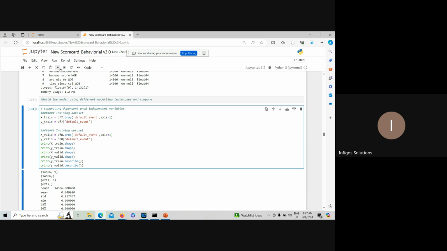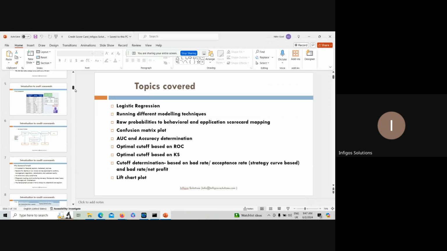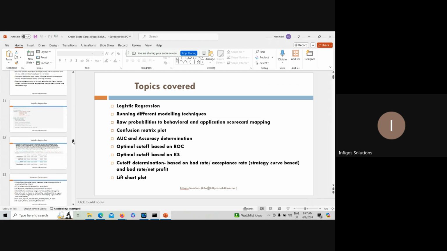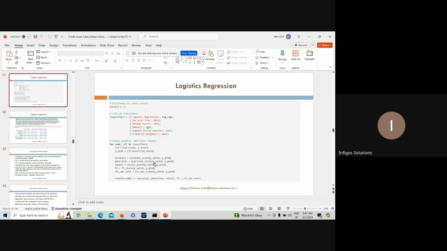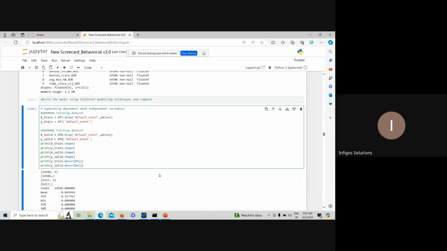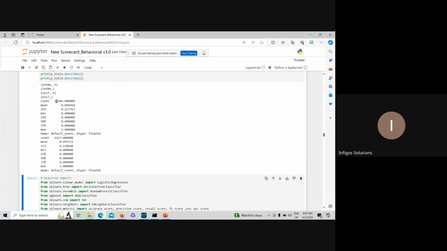So let me go back to where we were on the slide. We were here. We're talking about logistic regression. So let's run logistic regression here. So we have the same number of observations. We lost one observation here. Rest all remains the same.